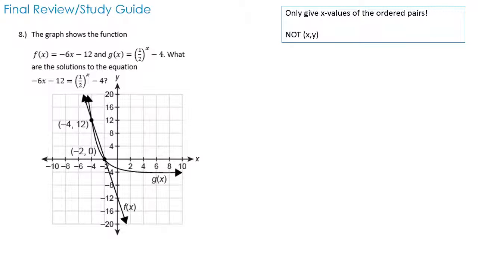So here we just look at the two x points where our graphs intersected. So the first one we have x is equal to -4 and -2. So we only care about those x values. And those are our two solutions. So once again, for number 8, you're not listing it as an ordered pair. You're just giving it with the x values.